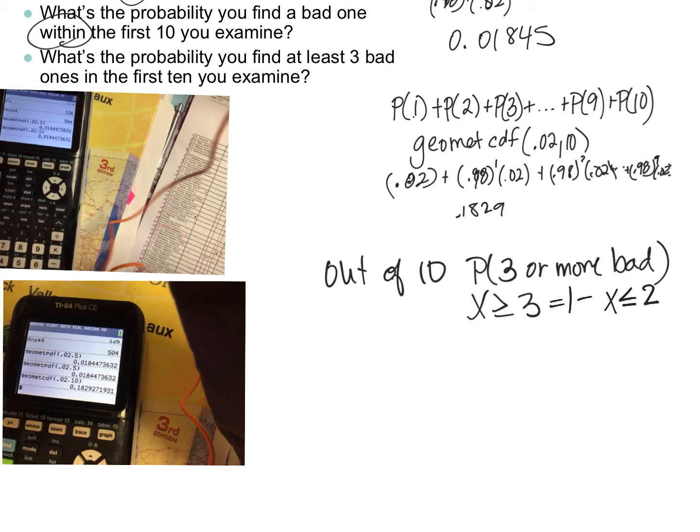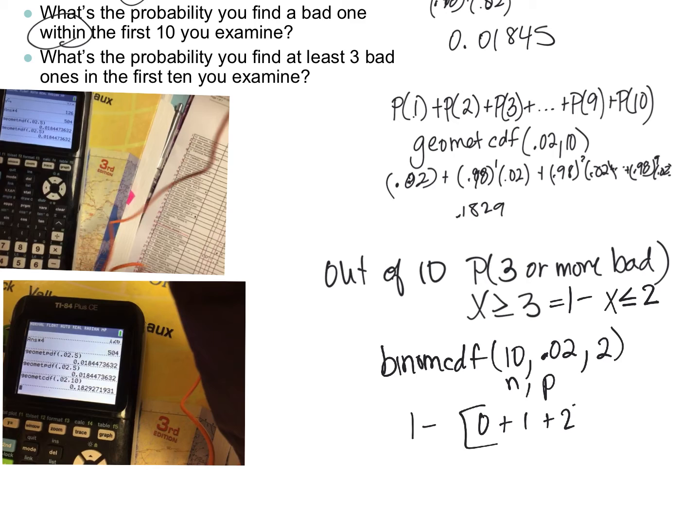This is the only thing your binomCDF calculates. It does not calculate 3 to 10. It only does from 0 to the number you give it. So when I plug that in, my n is my number of trials, which in this case is 10. My p is 0.02, and then what number I'm interested in, and I want it to add up from 0 plus 1 plus 2. And then if I do 1 minus that, that gives me 3, 4, all the way up to 10.